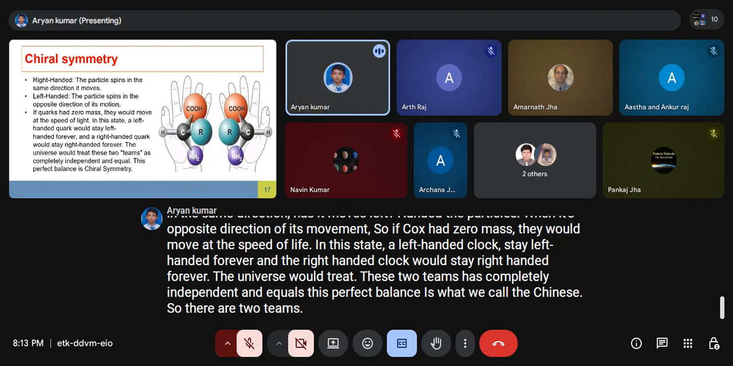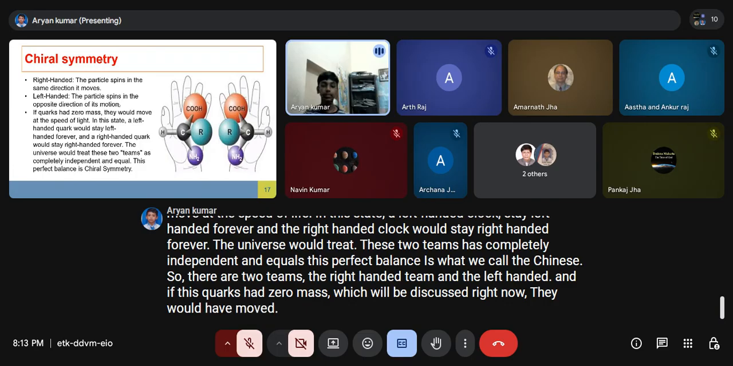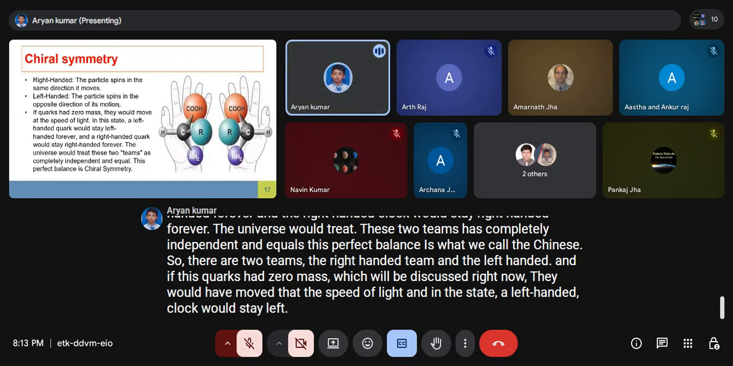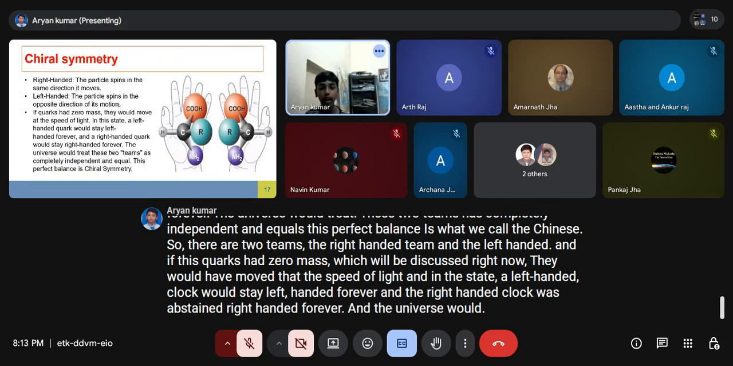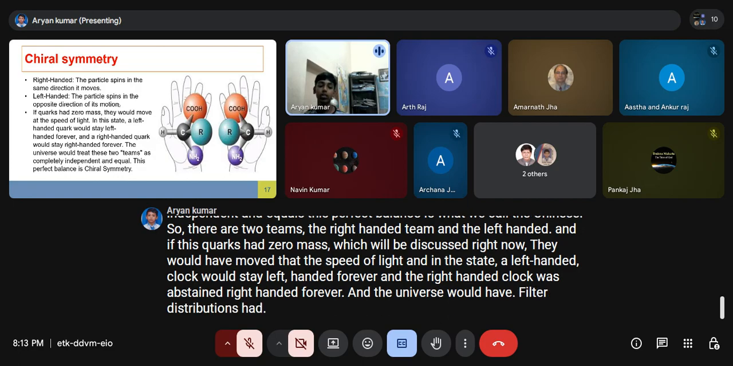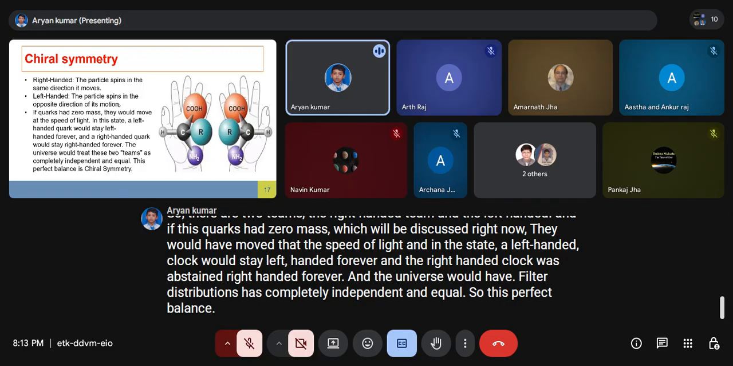So there are two teams, the right-handed team and the left-handed team. And if the quarks had zero mass, which we will discuss right now, they would have moved at the speed of light. In this state, a left-handed quark would stay left-handed forever, and a right-handed quark would have stayed right-handed forever. And the universe would have treated these two teams as completely independent and equal. This perfect balance is chiral symmetry.